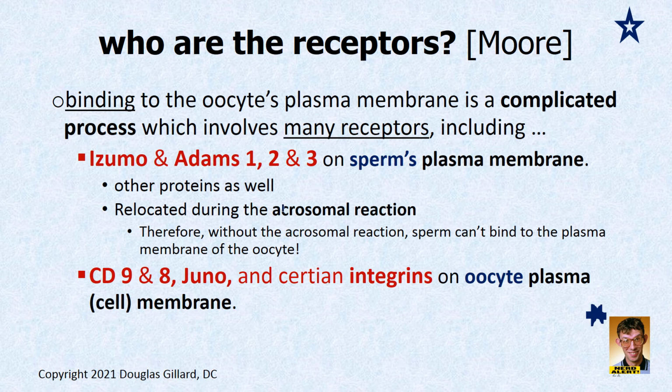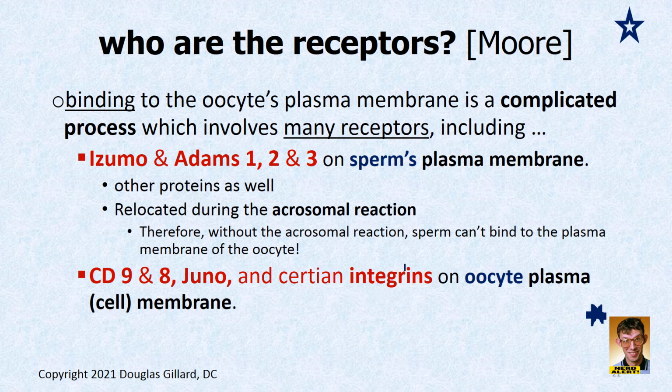And yeah, they're stimulated, they're put in place when the acrosome reaction occurs. They're kind of laid down, and they're not on run-of-the-mill sperm. It has to go through the acrosome reaction for them to occur. And then on the oocyte's plasma membrane, we have CD9, CD8, Juno, and a bunch of integrin proteins.